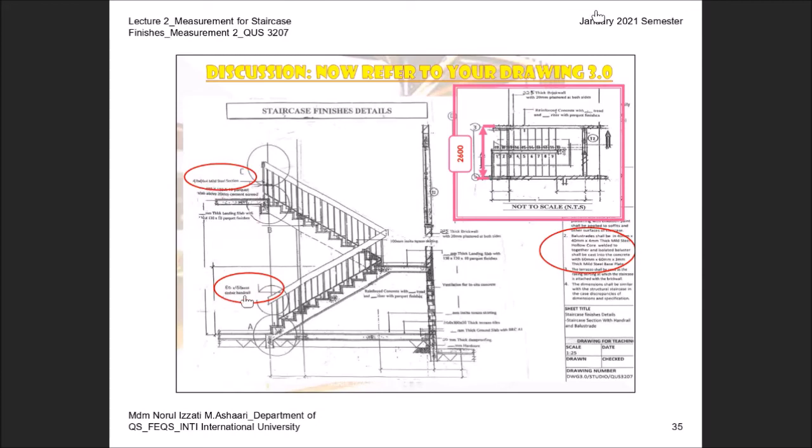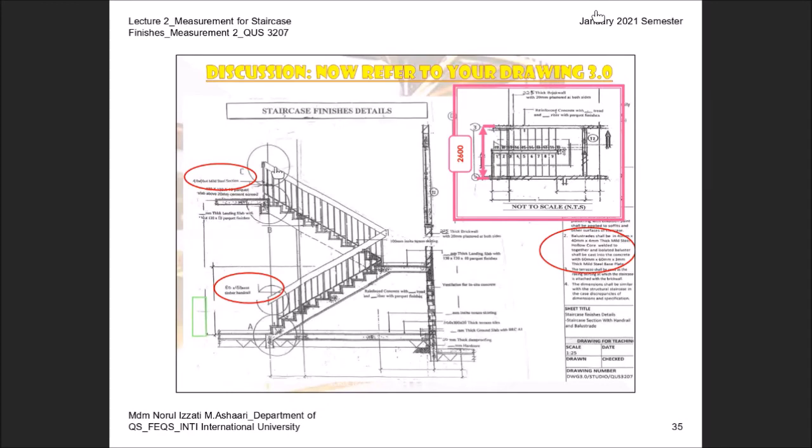Okay, and then for the timber, this is the cross section. The cross section is given as 80 times 150. So the design is like this. This is 80 mm. The vertical is 150 mm.